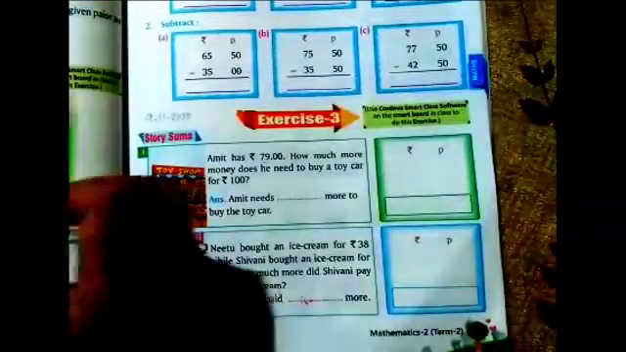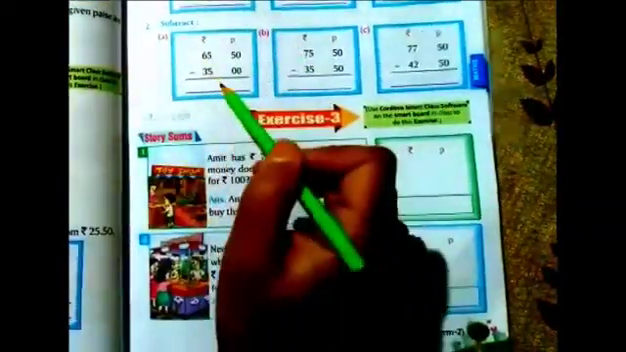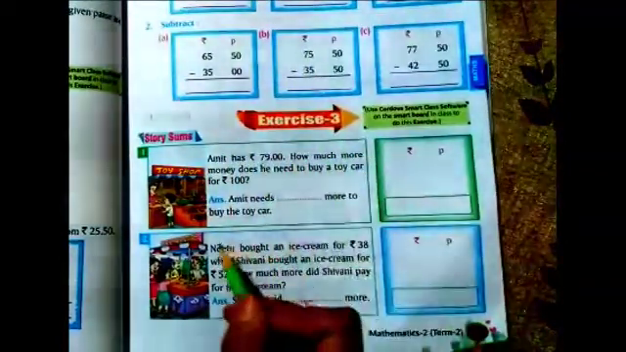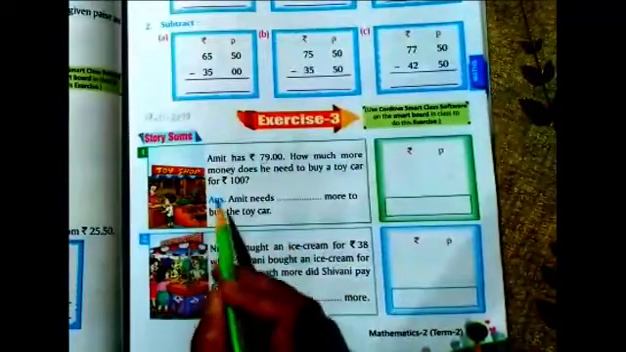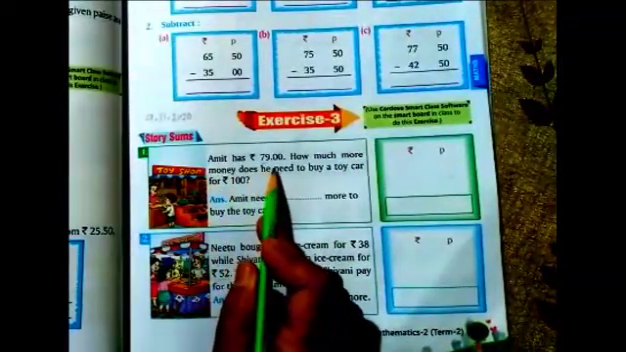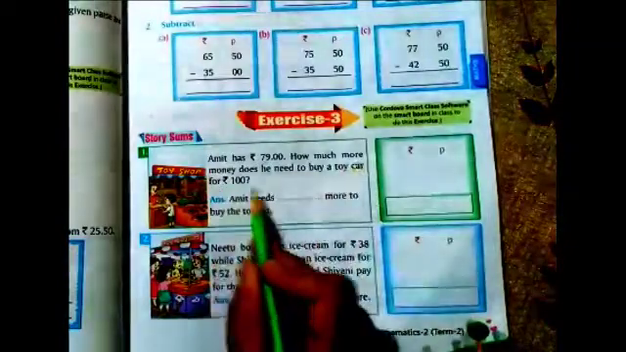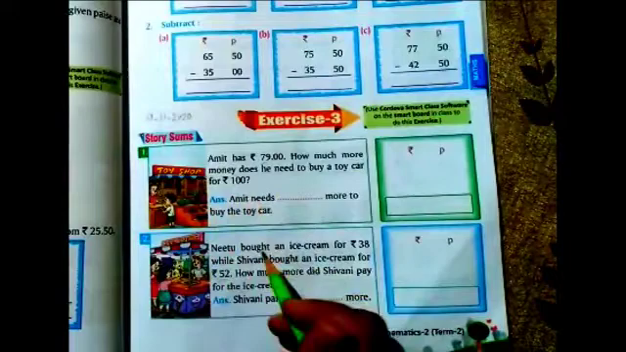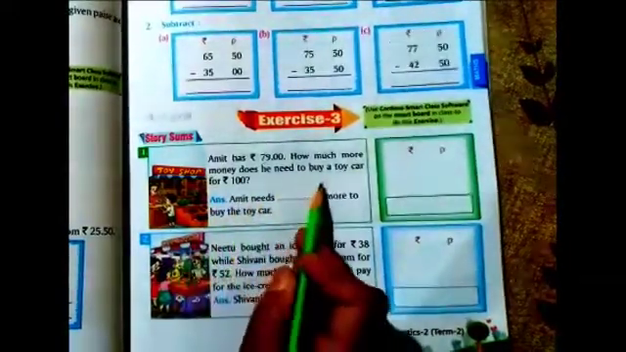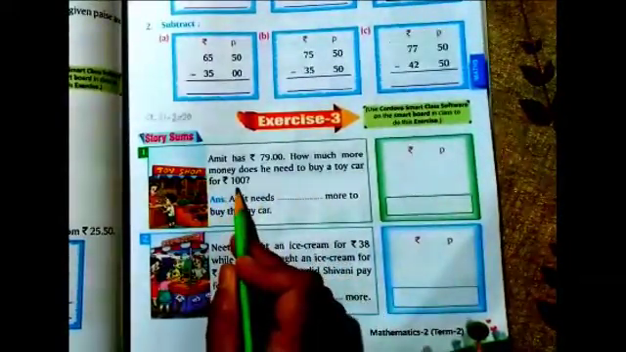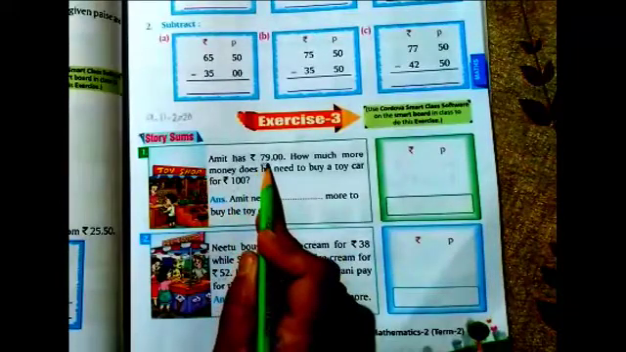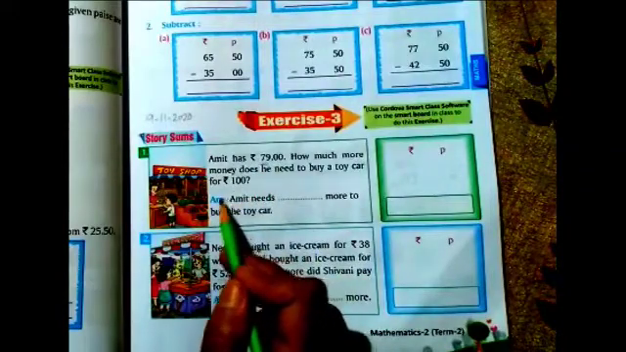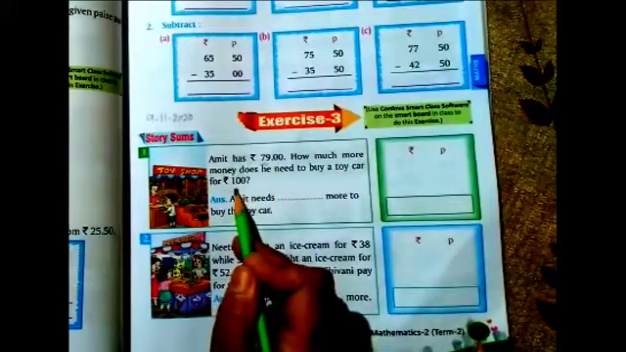Now here we are doing exercise 2. Addition and subtraction, please do in homework. I am showing you exercise 3, story sums. Amit has rupees 79. How much more money does he need to buy a toy car for rupees 100? So the cost of a toy car is rupees 100 and Amit has only 79 rupees. So how much more money does he need to buy a toy car for rupees 100?